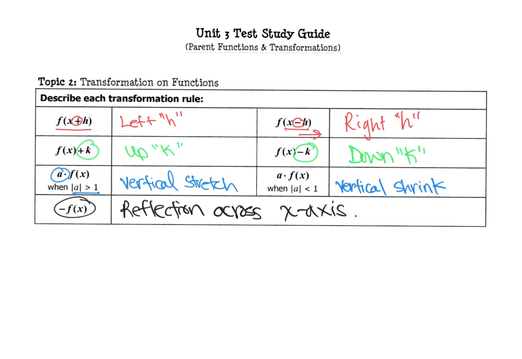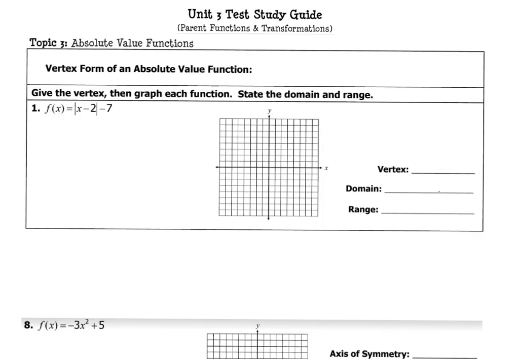So those are our transformation rules, and we will apply them to the next set of problems to help us find the vertex and graph our functions. Okay, for topic 3, we are graphing absolute value functions from vertex form. We always start by finding the vertex. We've gone over our transformation rules. So again, starting with the vertex, which I'll label as V. The vertex is a coordinate, an x value and a y value.